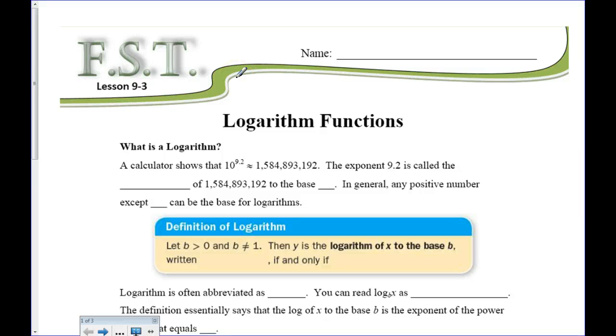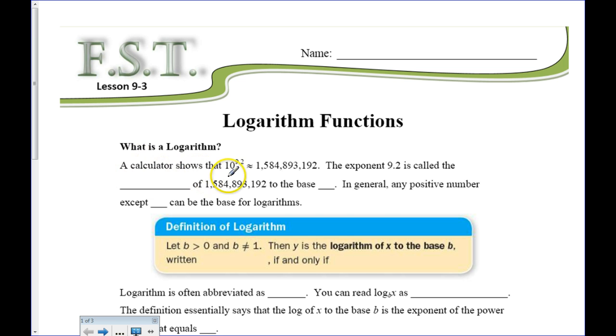All right, logarithm functions. Okay, so what is a logarithm? It's an exponent. It's a type of exponent. It's an inverse of an exponent. Okay? So basically, let's go through this.